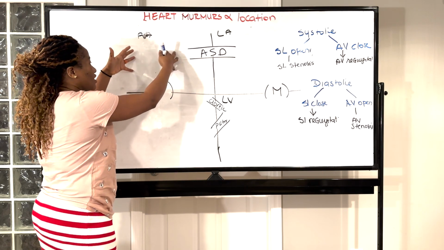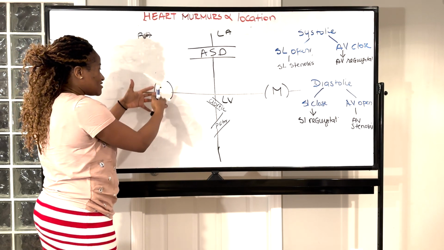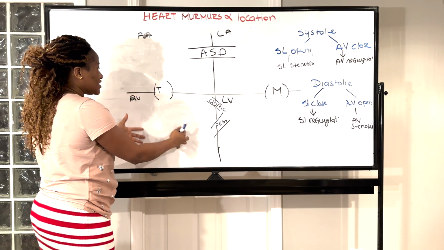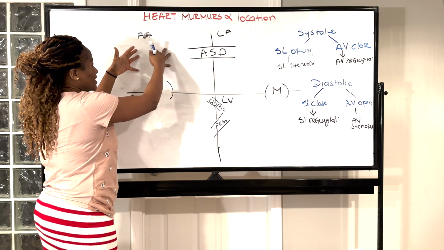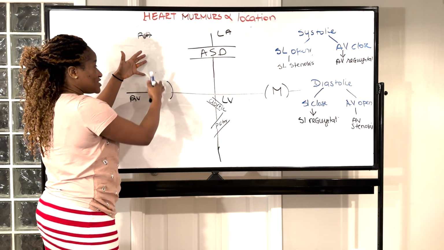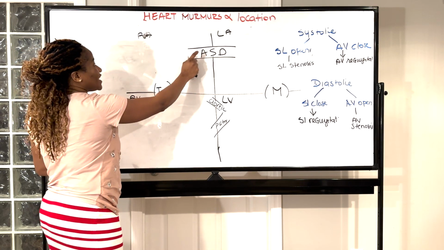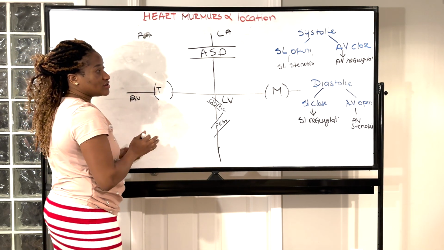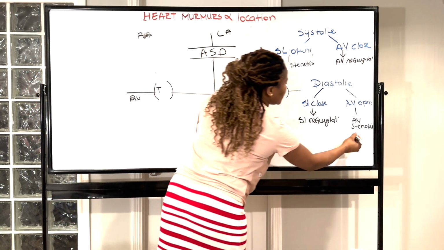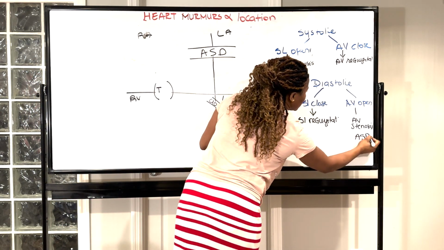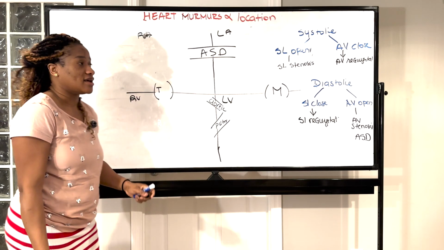And the right atrium contracts during diastole to push the blood down here. So if the right atrium contracts and you hear that murmur, it's going to be during diastole. So your ASD will be here during diastole. So here we have our ASD. It's going to be a diastolic sound.